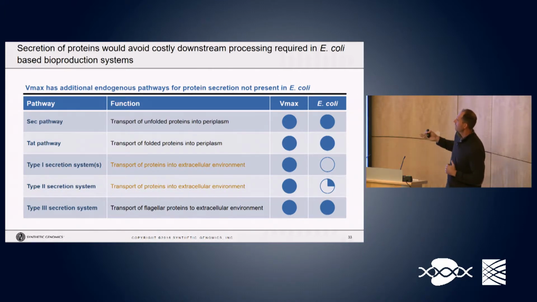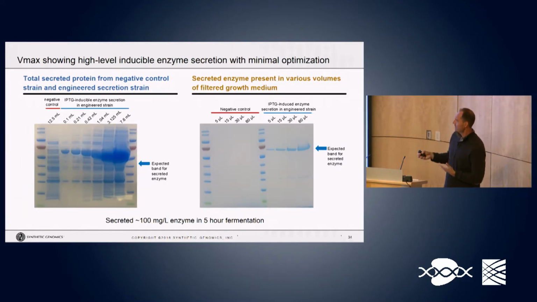One of the other things that we're very excited about with Vmax is if you look at the complete genome sequence, it has multiple secretion systems, and unlike E. coli, it very clearly has these type 1 and type 2 secretion systems, which allow you to express and transport your protein and secrete it directly into the growth medium, which can really help facilitate the downstream processing of that protein. So we've moved now beyond just a bioinformatics exercise.